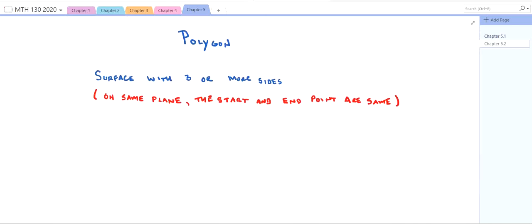Let's see, start out with triangle. We'll go from lowest number of sides to highest. Triangle has three sides. 1, 2, 3. So you could draw this from one start point, and when you finish, you come back to the same point you started at. Say if you started right here.